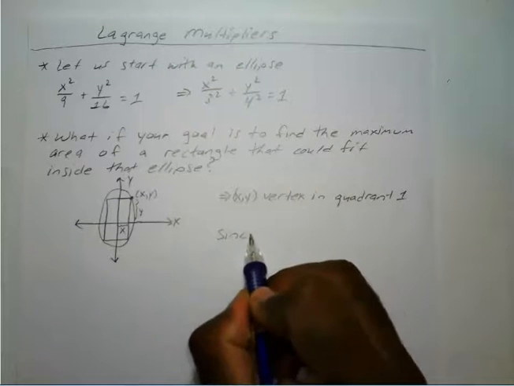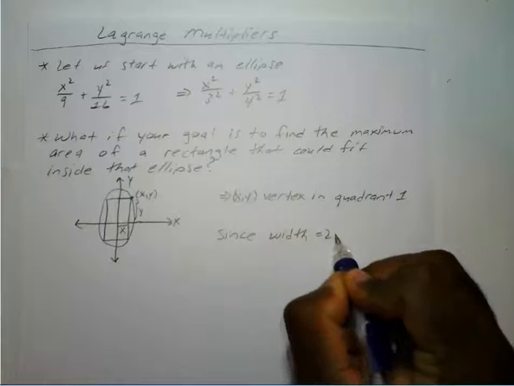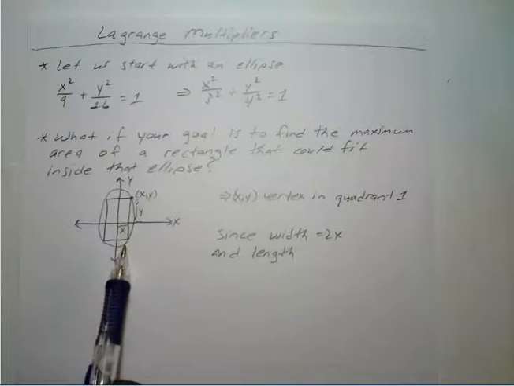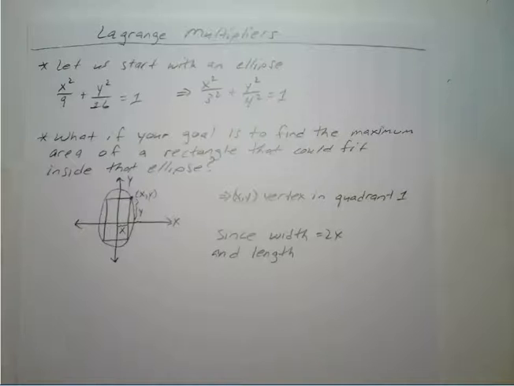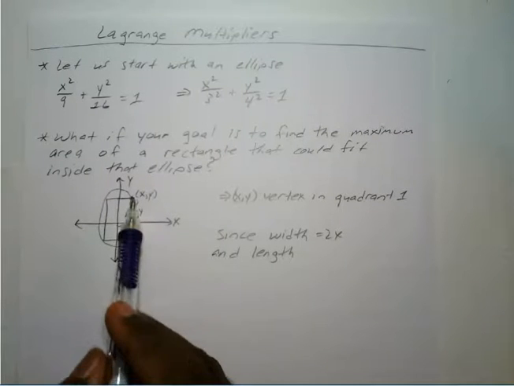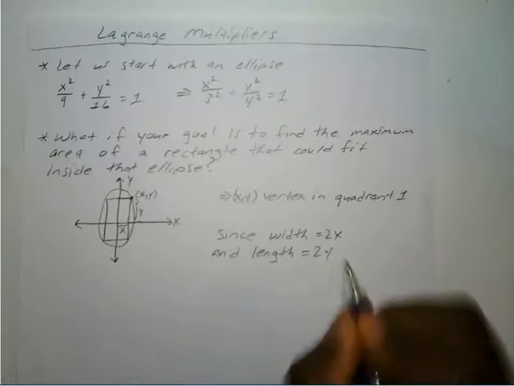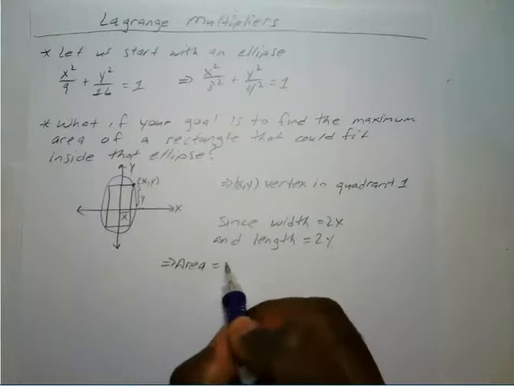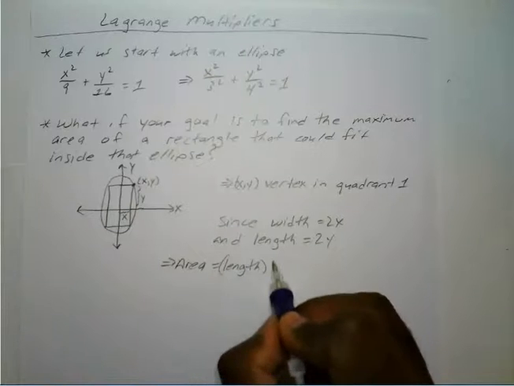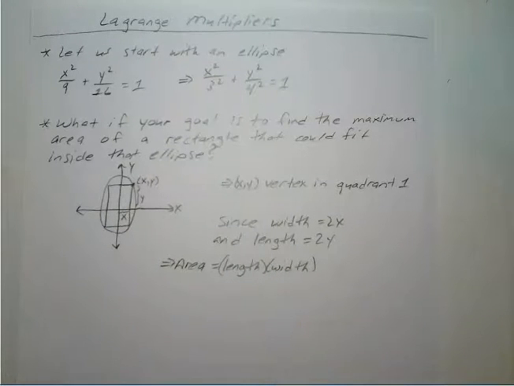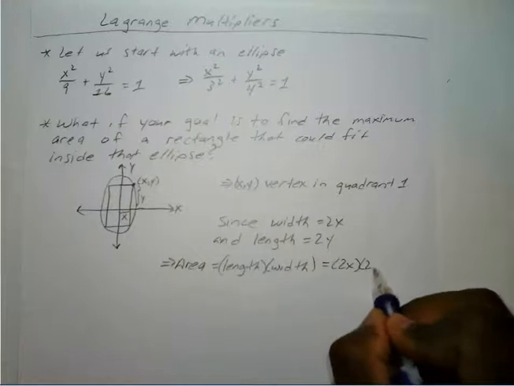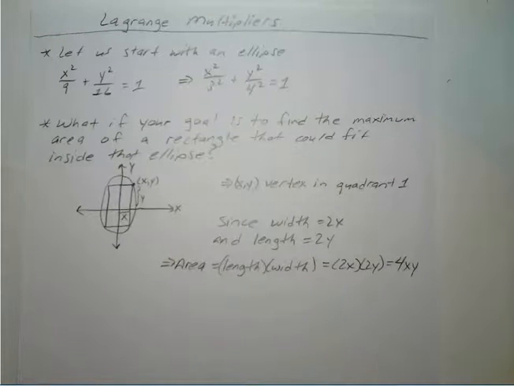So, since the width equals 2x, and the length is y plus y. These should be the same length, but I didn't draw it the same, so let's just assume it's the same length from here to here. So y plus y is 2y, so the length equals 2y. Now that means the area equals length times width. Remember, that's the area of a rectangle. It's 2x times 2y, which is 4xy for our area.